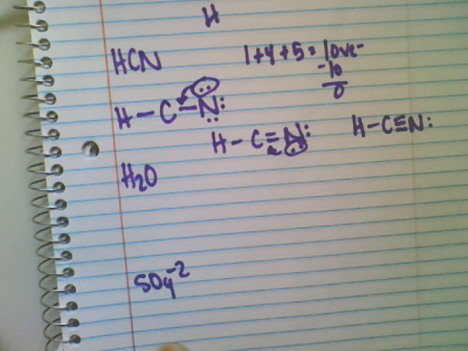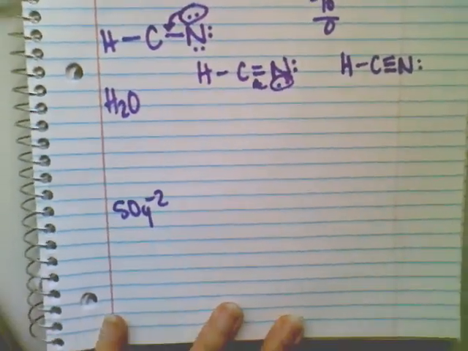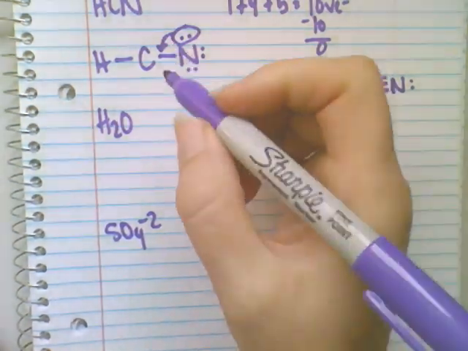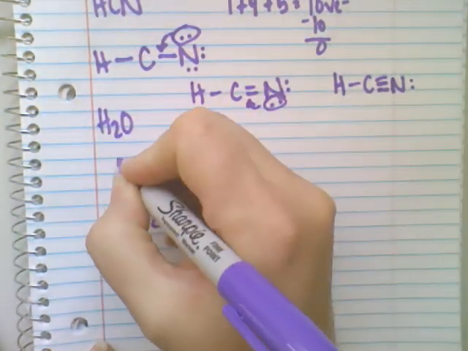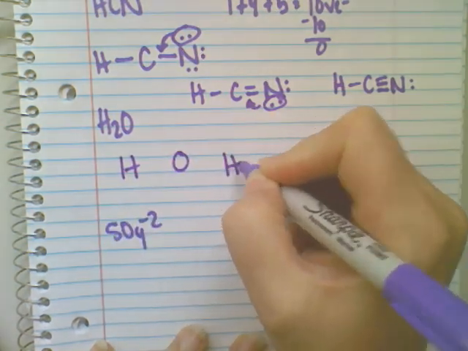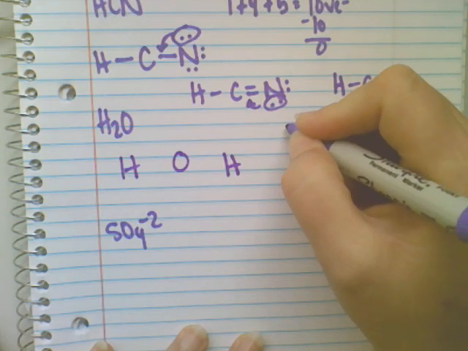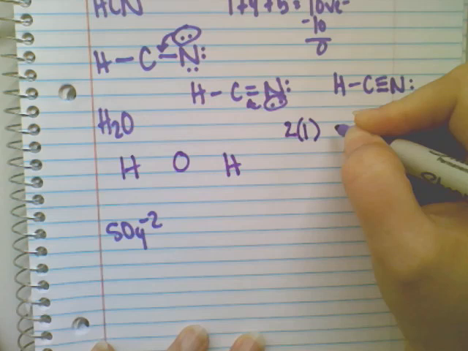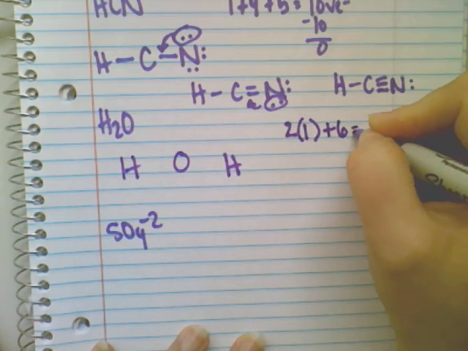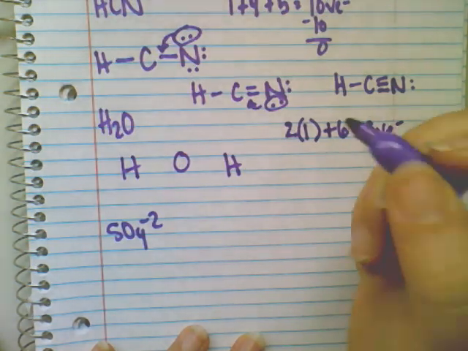Okay, let's look at the next example. We've got good old water here. For water, hydrogen can't be the center, so I'm going to put oxygen in the center and the hydrogens around it. I'm going to count how many valence electrons I have available. I have two hydrogens that each have one valence electron, and an oxygen that has 6, so I have a total of 8 valence electrons available.